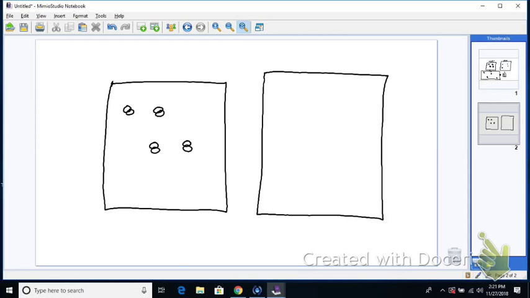Are the boxes meant to be different sizes? Or they're supposed to be the same size? Okay. I just didn't know.